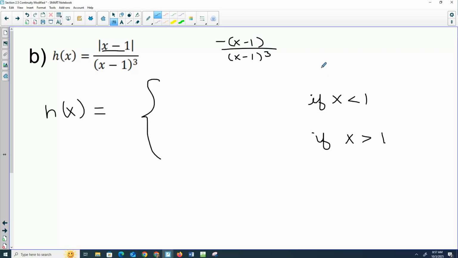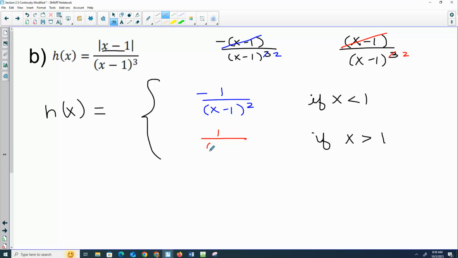What happens then? Well, if I look at it this way, what could happen? We can reduce one of these x minus 1. So it turns into negative 1 over x minus 1 squared. If x was bigger than 1, then you're getting a positive inside the absolute value. So the absolute value doesn't do anything to it. So when you reduce, you just get 1 over x minus 1 squared.